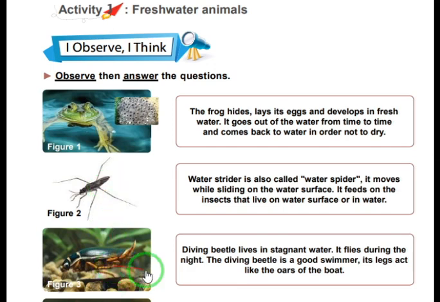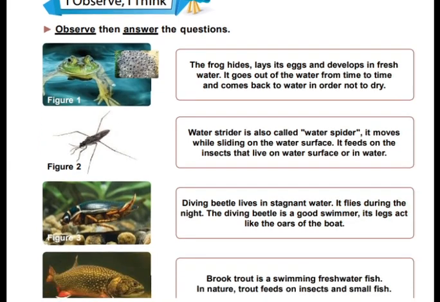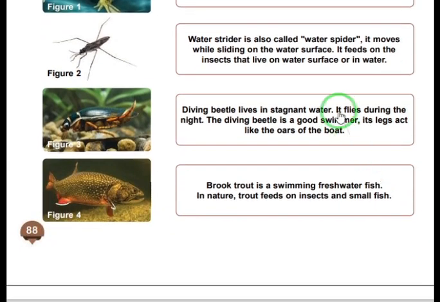Figure 3 represents the diving beetle. This beetle can live in stagnant water only. Stagnant water means like the lake and the pond, not running water, it is the standing water. How does this move? It flies during the night. It moves by flight. This diving beetle is a good swimmer. How? Its legs act like the oars of a boat in order to move in water.